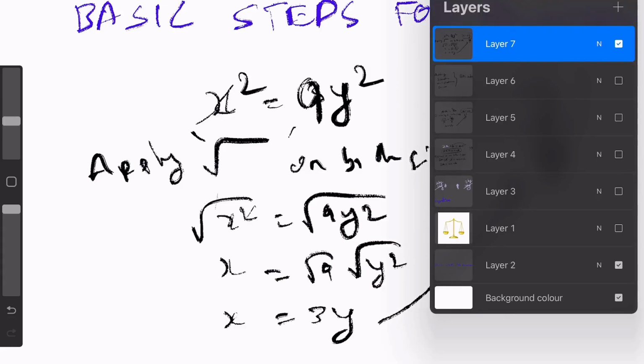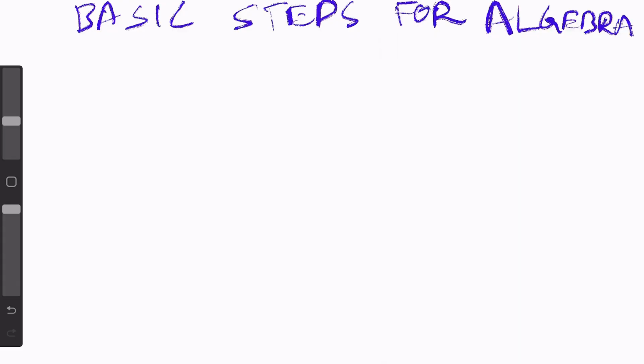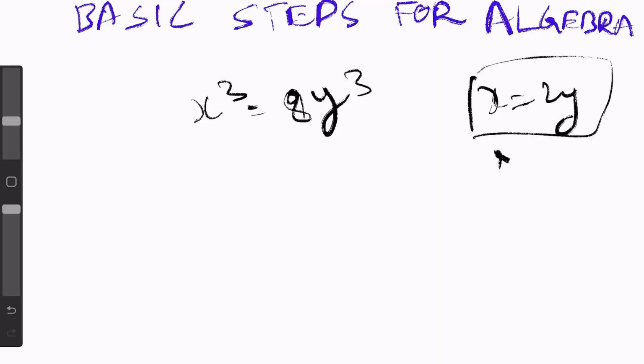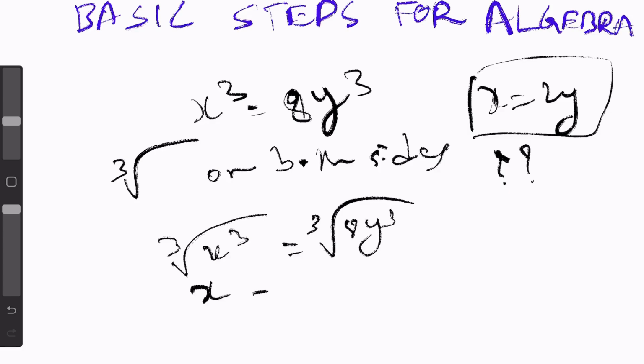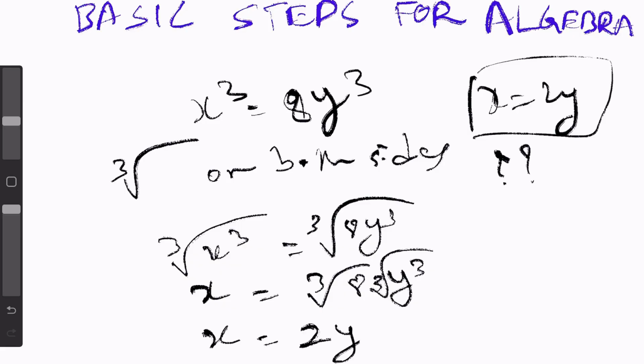Let's see one more example now. Let's see cube. Let's start with x cube equals 8y cube. So we get x equals 2y. Let's see how we get this. Again, apply cube root on both sides. LHS becomes cube root of x cube equals cube root of 8y cube. Cube and root get cancelled. x equals cube root of 8 into cube root of y cube. x equals 2y. So this is what we get.